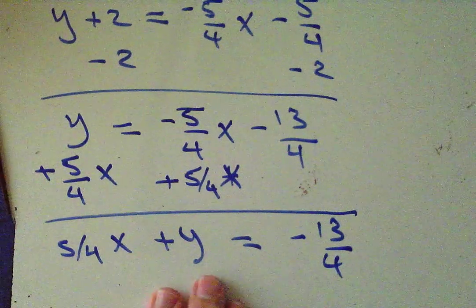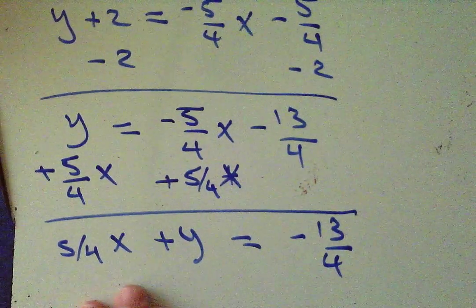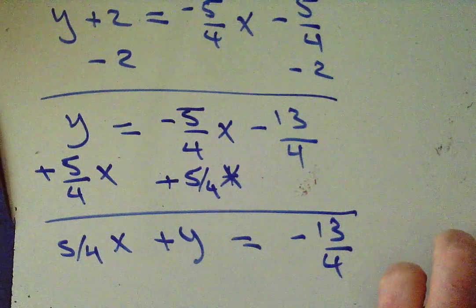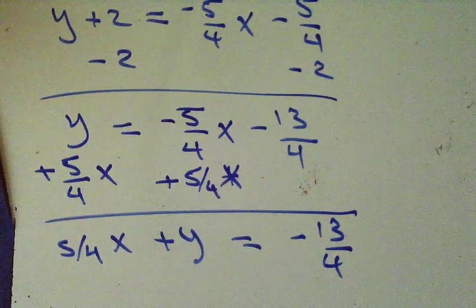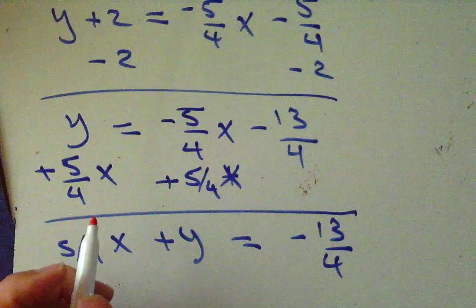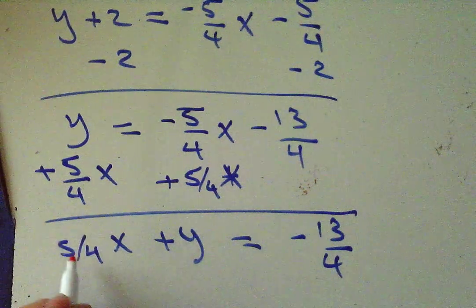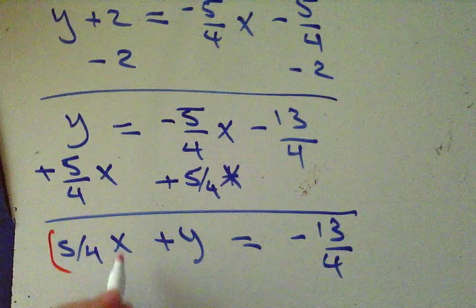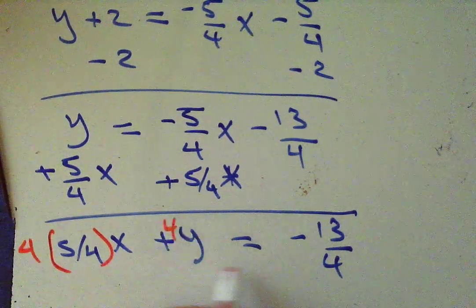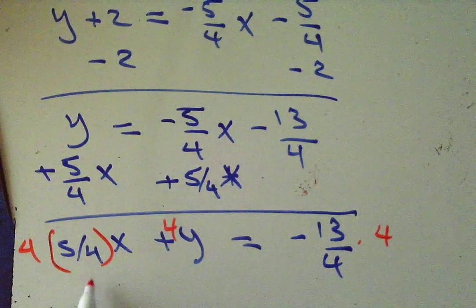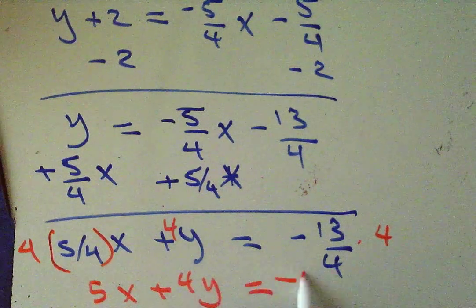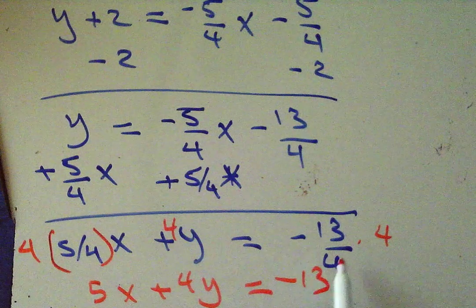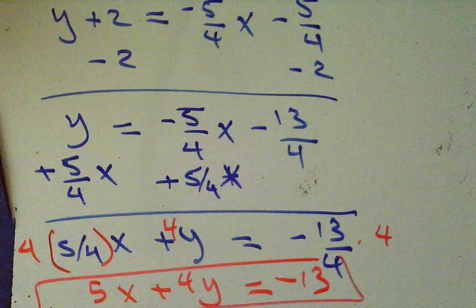Now, on a test or quiz in our class, I would accept this as being in standard form, but I bet the U of A math placement test won't, because that was written by a bunch of old fuddy-duddies who say, no fractions here. So I need to multiply everywhere by that denominator to get 5x plus 4y equals negative 13. And there's our answer in standard form.